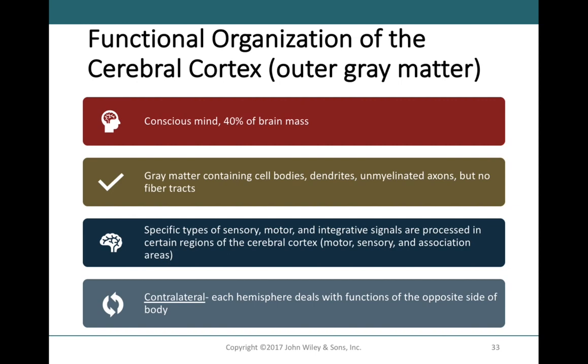Now, the cerebral cortex controls the body contralaterally, which means that the right cerebral cortex will take in information and send out information to the left side of the body and vice versa. Now, certain areas of the cerebral cortex will integrate sensory information, and other parts of the cerebral cortex will process motor information destined to be sent out to our body's effectors.